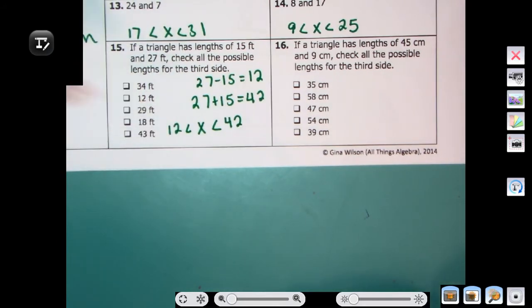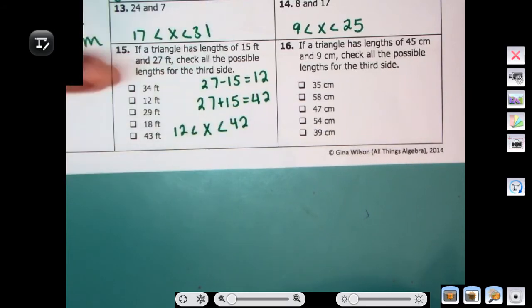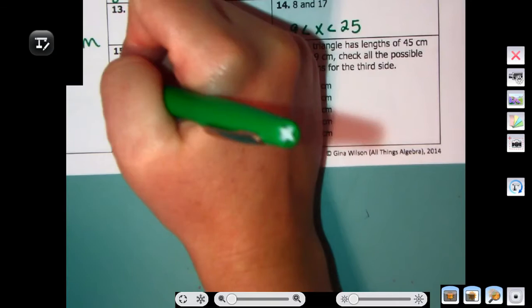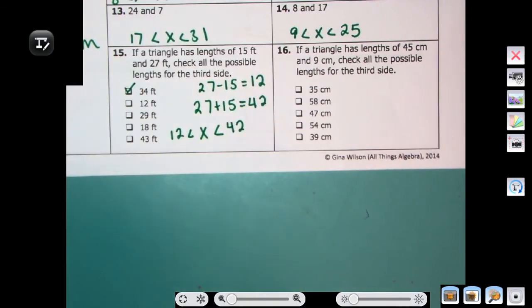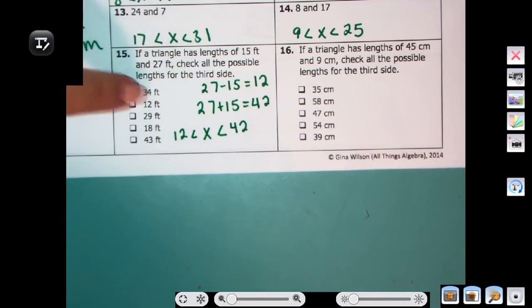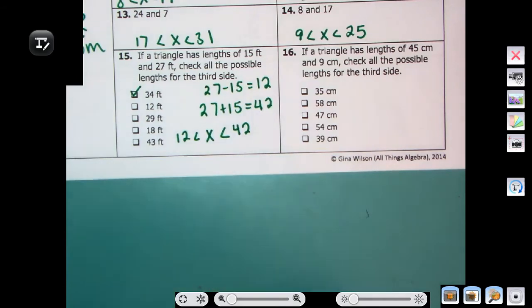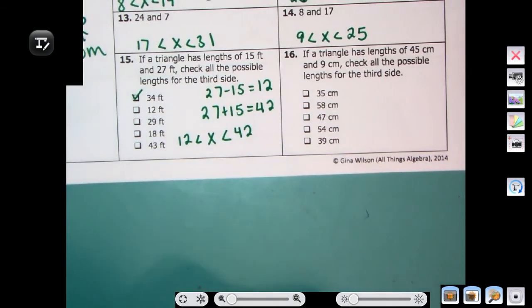So I need any number that falls in between 12 and 42. So 34, is that in between 12 and 42? Yes, it is. So I also know if I add 15 and 27, that gives me something that is greater than 34. It gives me 42. Now 12 cannot be included. So 12 would not work. If I add 12 and 15, that gives me 27, which is not greater than 27.